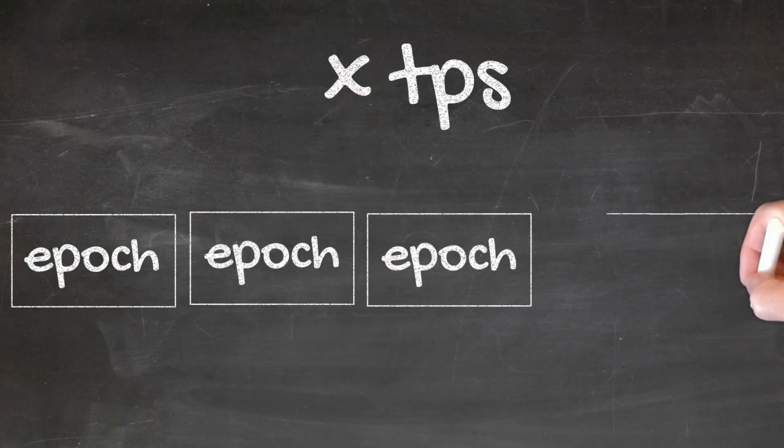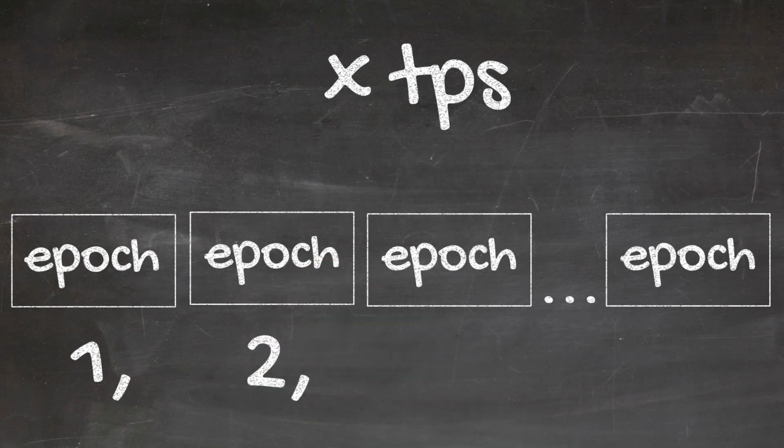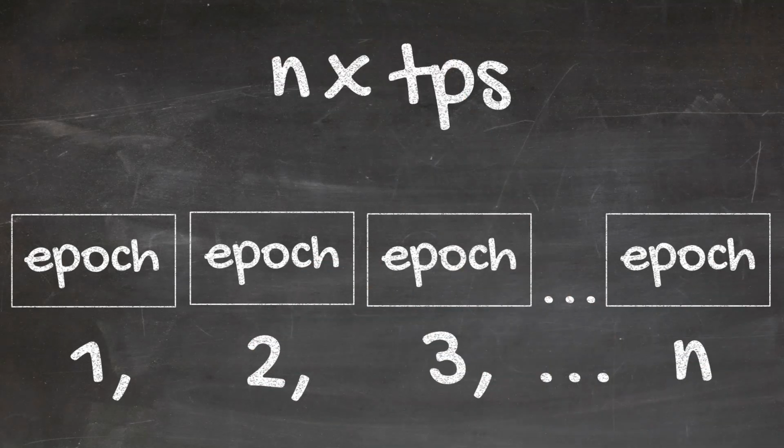You can run up to n epochs in parallel, whatever the needs of the network happen to be. N is only limited by the network throughput. This makes Cardano highly scalable.